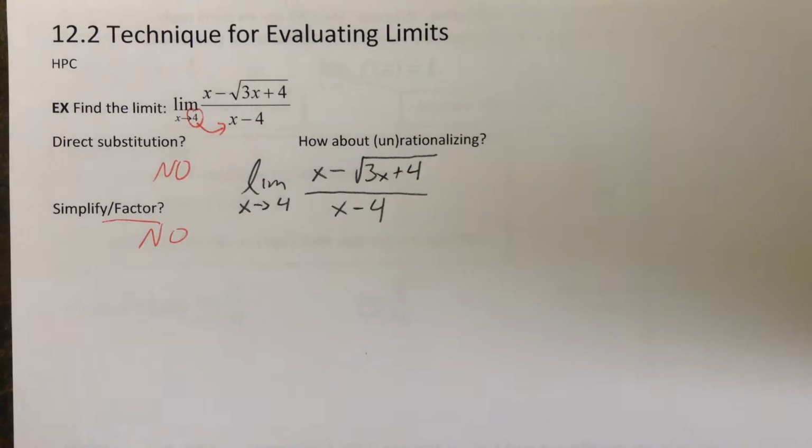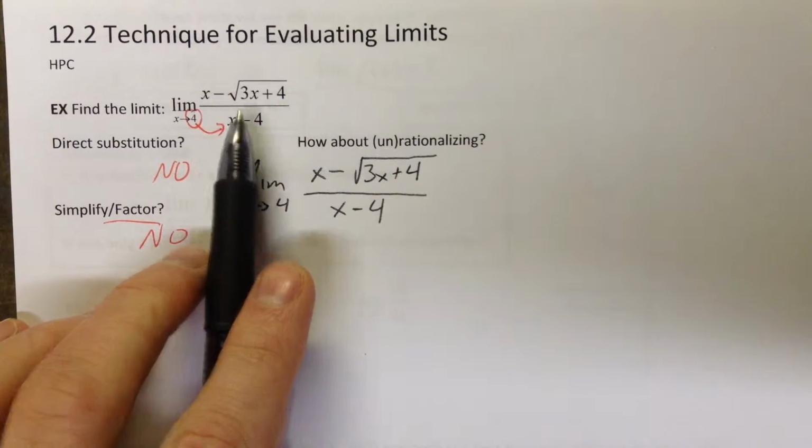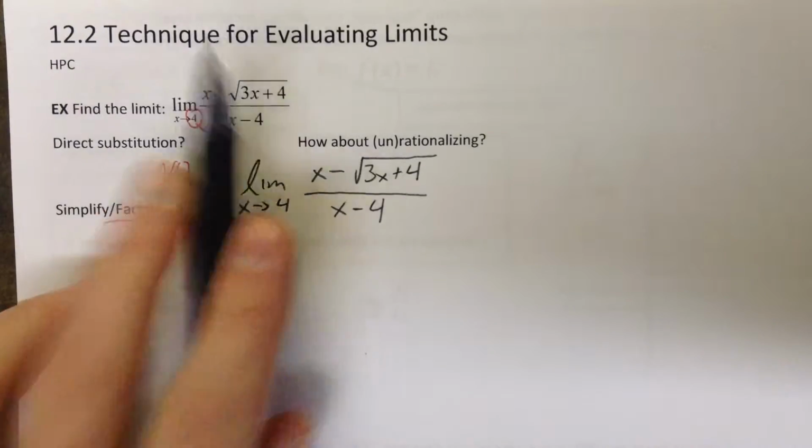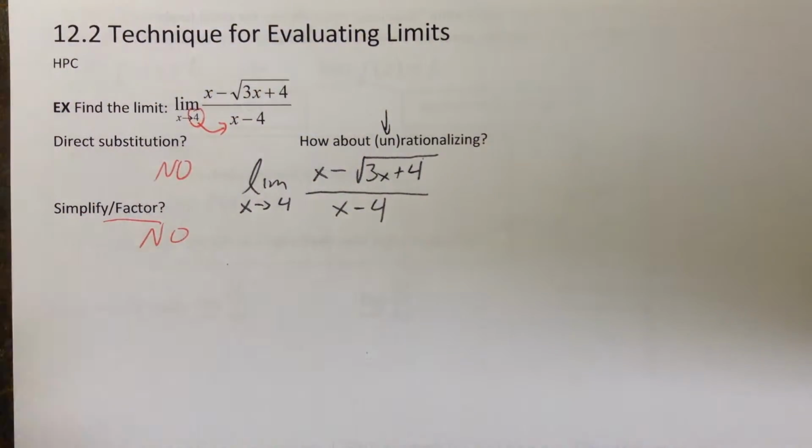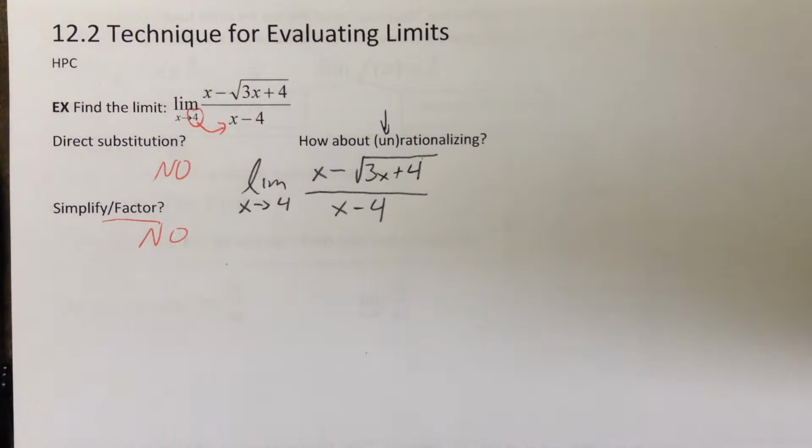But the weird thing is to rationalize means to take a square root out of the denominator and put it in the numerator. That's already happening here. So what we're actually going to do is we are going to unrationalize. We're going to take the square root and move it down to the denominator, which is a little different. But we're going to do it in the same kind of way.